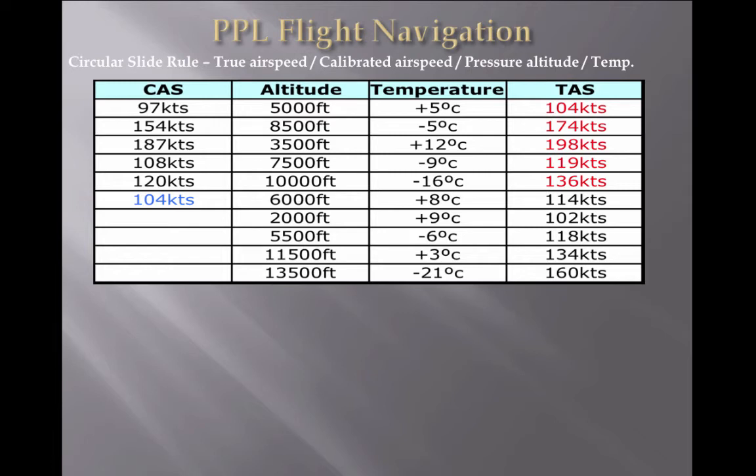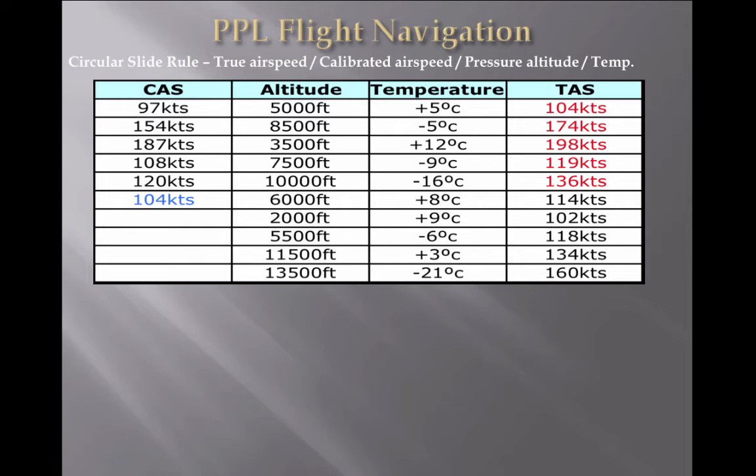Now we take our 2,000 feet pressure altitude, and we've got a positive of 8 degrees. 2,000 feet pressure altitude with just shy of plus 10 degrees outside. We line those two markers up. And then we look on the outer scale for our true airspeed, which is 102, which gives me just a smidge under 100 knots.